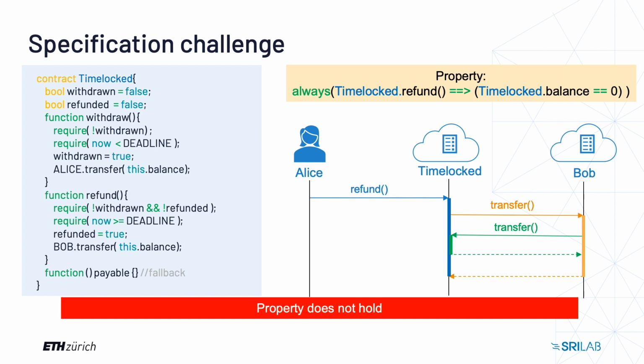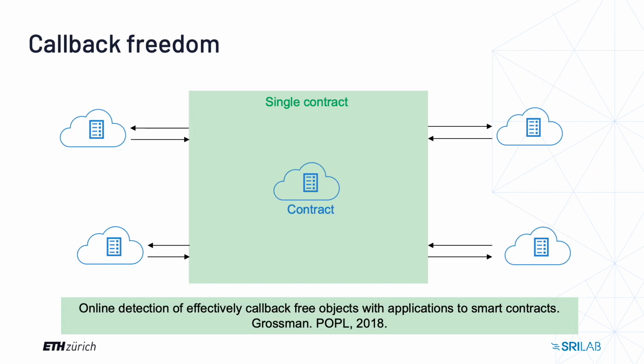We had a property that intuitively should hold, but considering the callbacks from an external contract, it doesn't. That is a specification challenge that was addressed in prior work by Grossman and others from 2018. There, a callback freedom condition was introduced. A contract that fulfills this condition can be specified as if there were no callbacks at all. That condition greatly simplifies the specification complexity for a single contract. But this condition works only for a single contract.